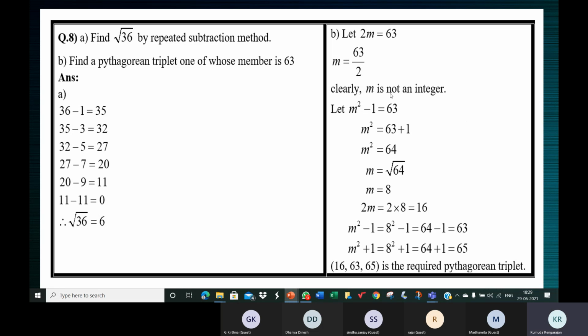So you have to equate it to m square minus 1. M square minus 1 is equal to 63. Minus 1 goes to the other side as plus 1. On solving this, you get m square is 64. M is square root of 64. M is 8. Now let's find 2m, m square minus 1 and m square plus 1. Yeah, so this is right: 16, 63 and 65. Take a picture, children. If you have not completed, take a screenshot.